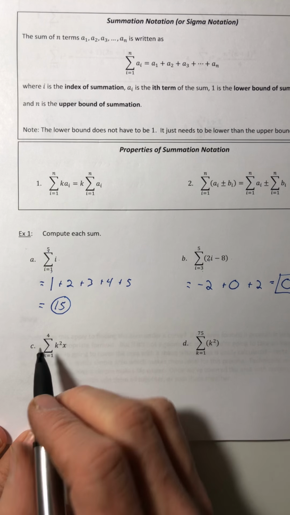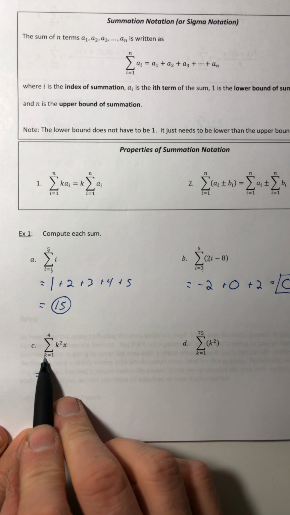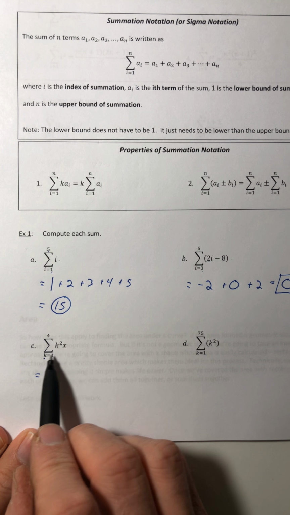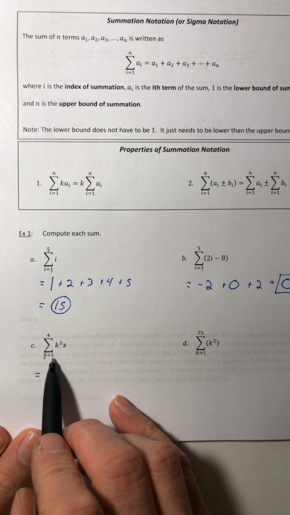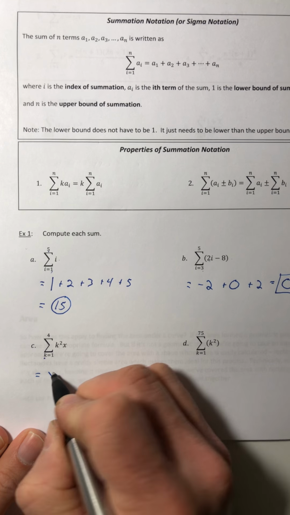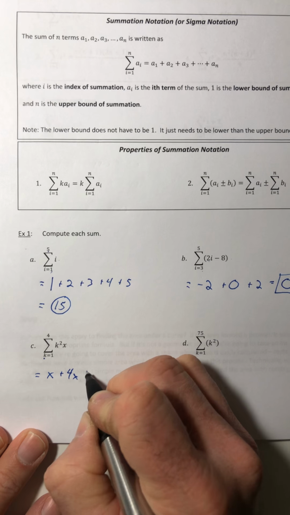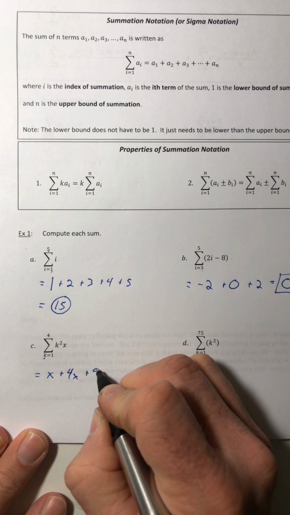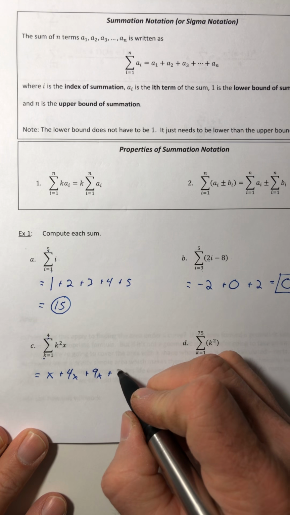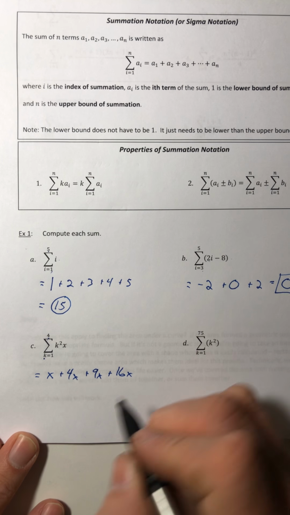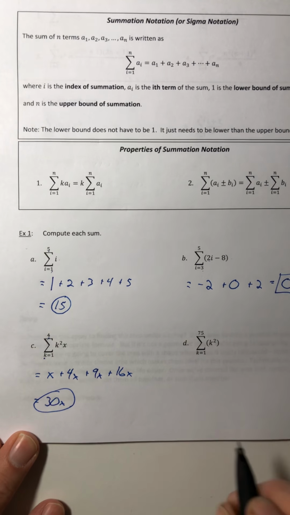Alright, part C, same thing, but you've got to watch out. Whatever the variable is down here, that's the variable it goes in for, not for everything. So it's just the k that gets a number in there. When k is 1, you get x, k is 2, 4x, k is 3, 9x, k is 4, which will be the last number to plug in, 16x, so 30x.